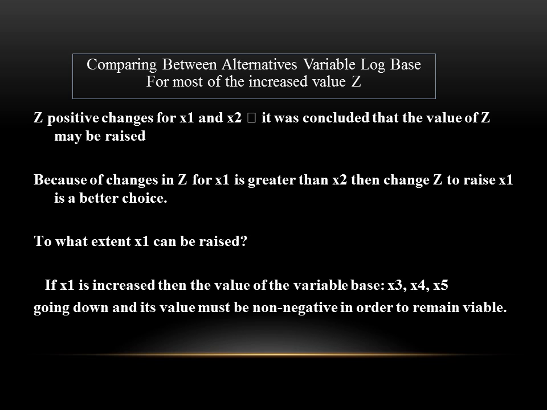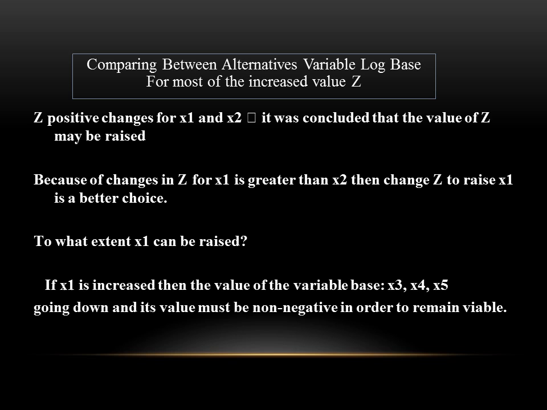Because the change in z for x1 is greater than for x2, raising x1 is the better choice. Because the problem is to maximize, we have to pick the higher value rather than the other answers. Previously we found that x1 is 4, right? So we have to pick that one as the better solution.